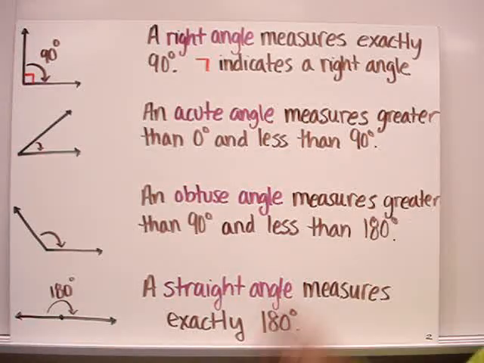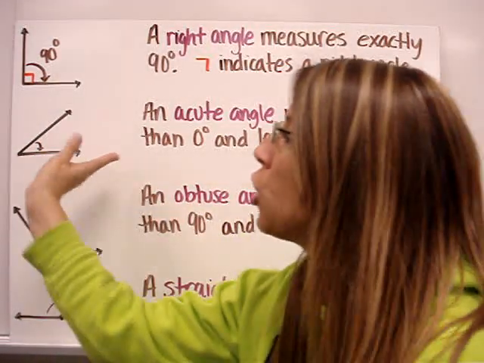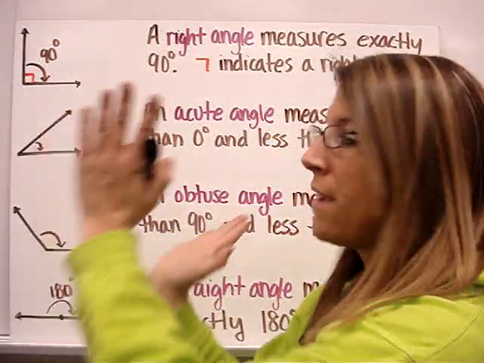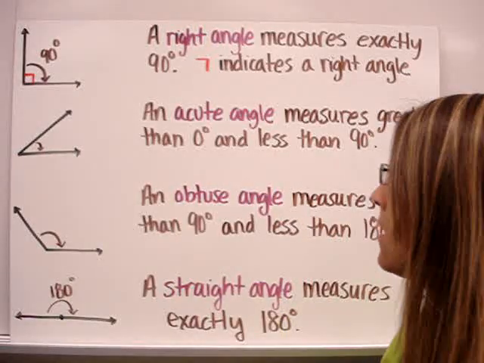An acute angle measures greater than 0 degrees, but less than 90 degrees. So it's going to be more closed than a 90-degree angle. So here's your 90-degree angle. An acute angle is anything less than that.